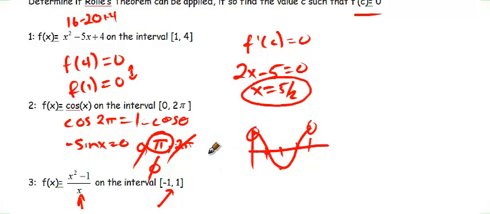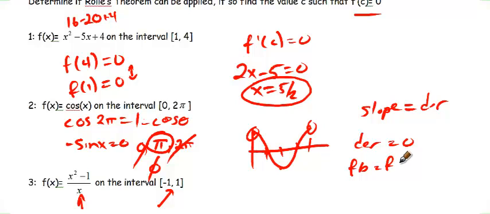So that's basically it. If you want the mean value theorem, you set the slope equal to the derivative. If you want Rolle's theorem, you set the derivative equal to 0 basically because f of b equals f of a.